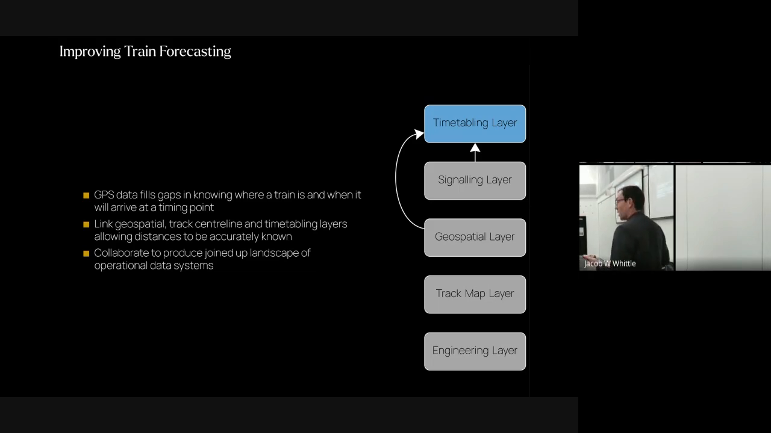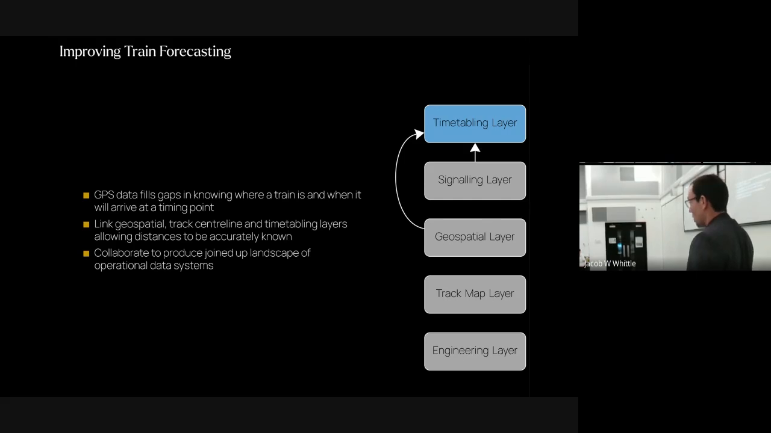And if you know the speed as well, that can give you much better estimation of how long it will take a train to travel from where it is until the station. And again, collaborating across these silos to produce this joined up landscape of operational data systems, especially forecasting, it's a nationwide problem. It's a big system, the railway network, and the impact of a disruption can be very large, and you need to be able to consider a lot in order to understand it.